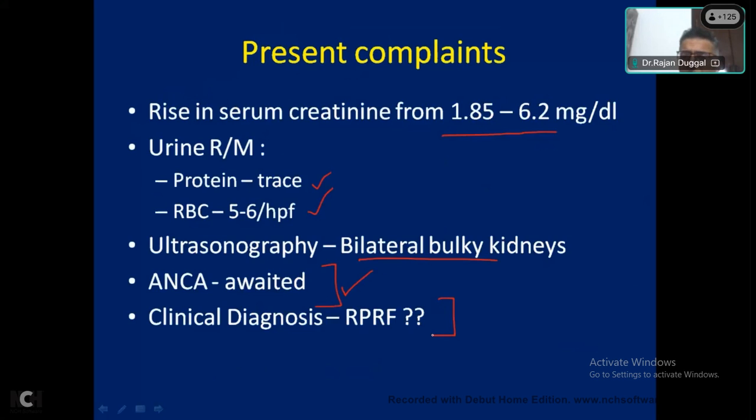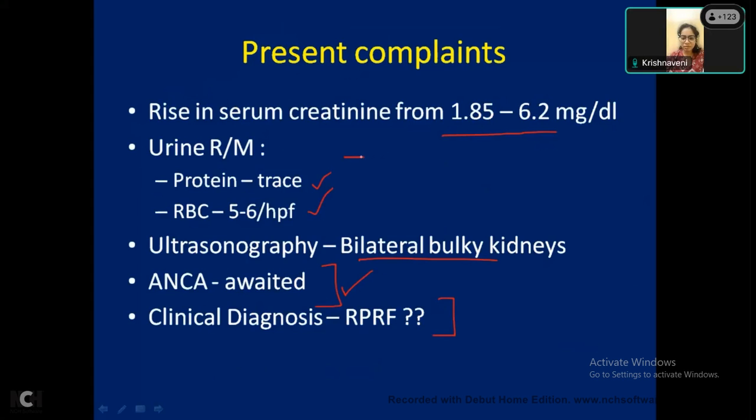Do you want to comment on anything else? No, sir. Tell me one thing, Dr. Trisha Mani. Do you think there could be crescents in this biopsy because there is rapidly progressive renal failure? Yes, one of the causes of rapidly progressive renal failure is crescentic GN.